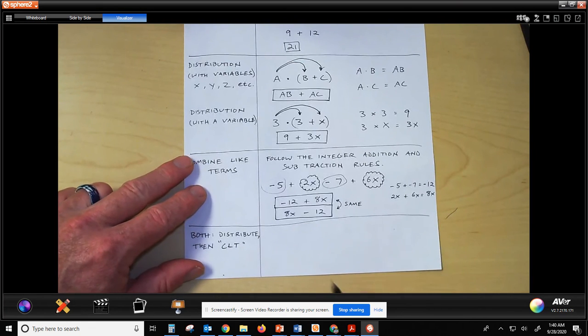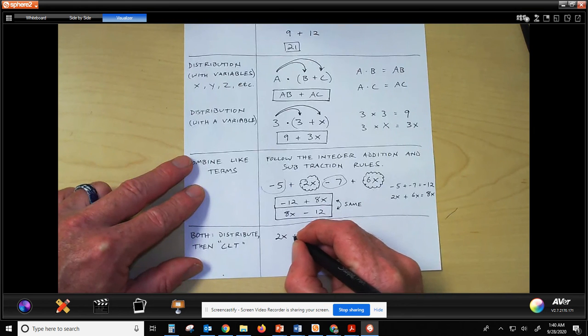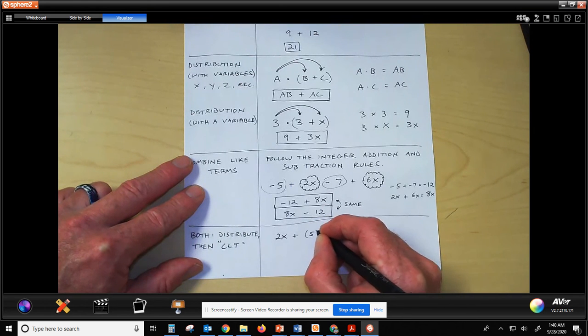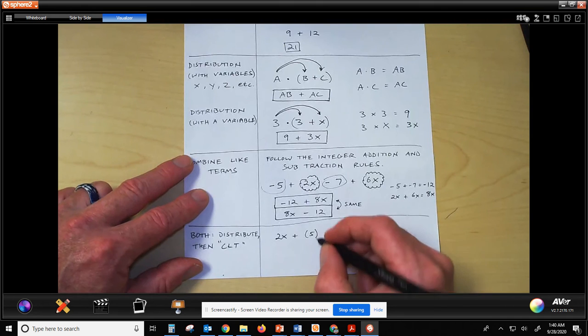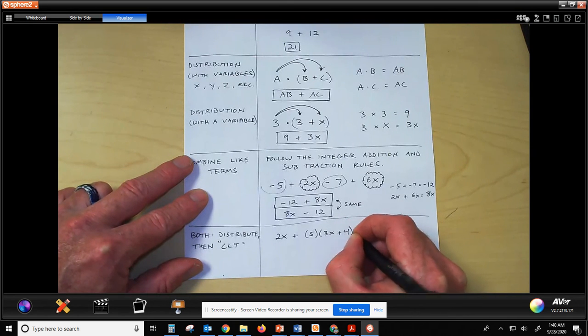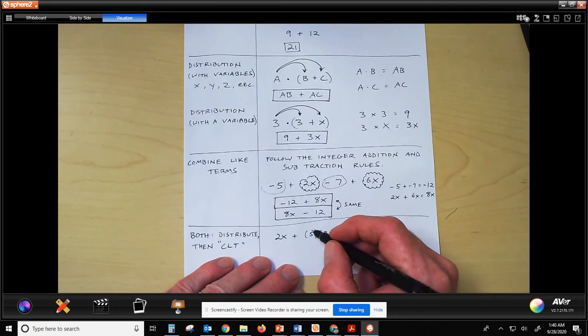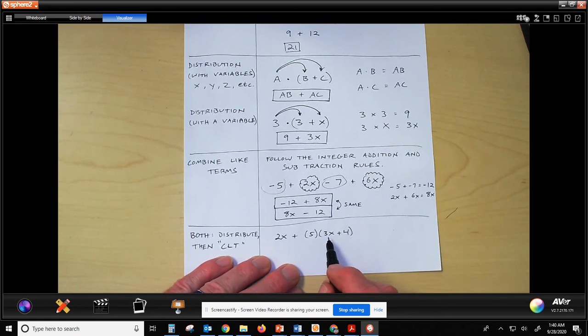So here we go. I have the expression 2x plus, I'm going to use parentheses for multiplication this time, 5 multiplied by 3x plus 4. 2x plus 5 times 3x plus 4. Two parentheses next to each other always means multiply. Distribute first. This is my distribution, 5 times 3x plus 4.